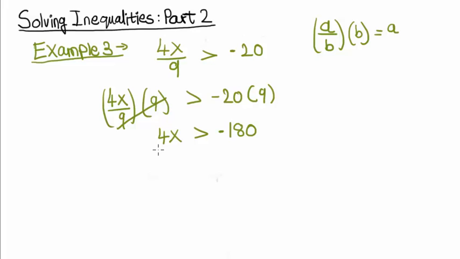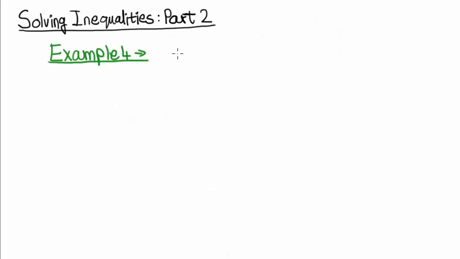So the next step that I need to do to isolate the variable x is to divide by the number 4. I get 4 divided by 4, which will simply give me a 1, and 1 times x will simply give me an x. And then I get x is greater than negative 180 divided by 4. And negative 180 divided by 4 is negative 45. So in this example, let's say you have negative 11y divided by 2 plus 2 is less than 244.